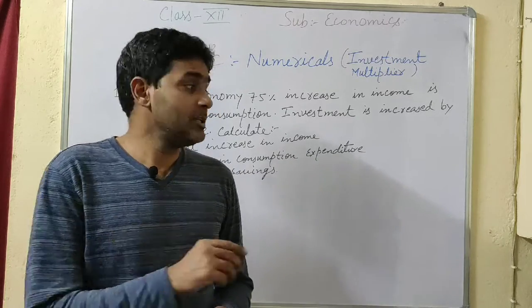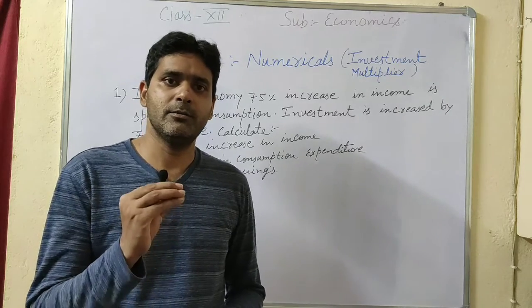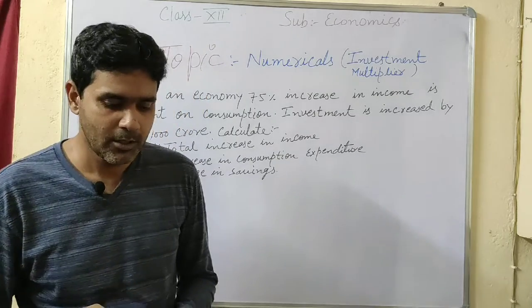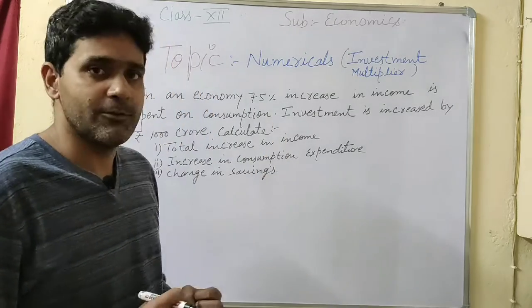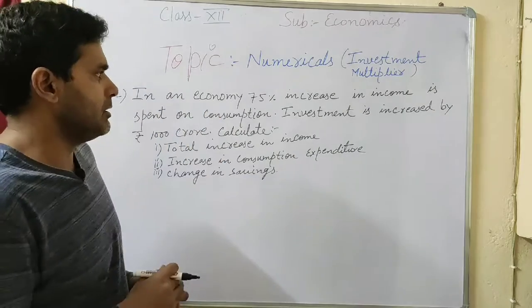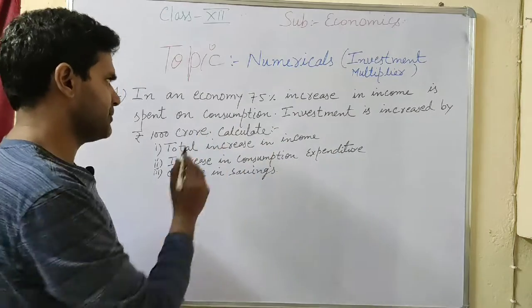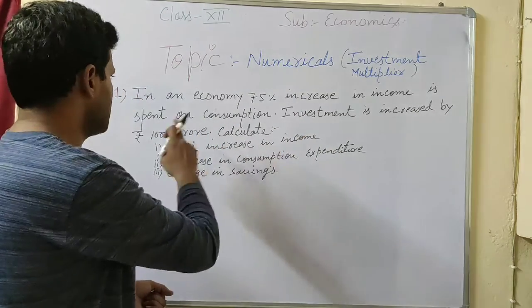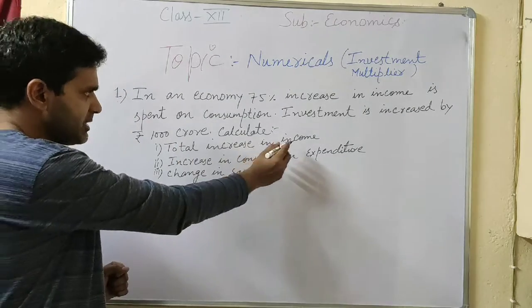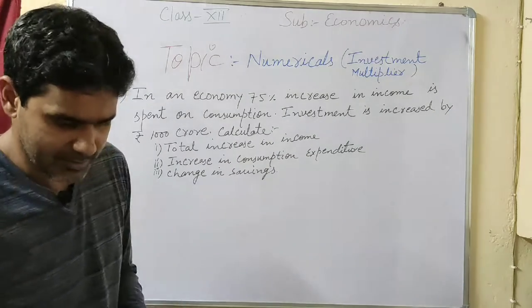We should know that these numericals are very important and they are really expected in the forthcoming annual examinations. So here is the first problem which I have written for you. I'll read it for you. In an economy, a 75% increase in income is spent on consumption. Investment is increased by rupees 1000 crore. Calculate total increase in income, increase in consumption expenditure, and change in savings.